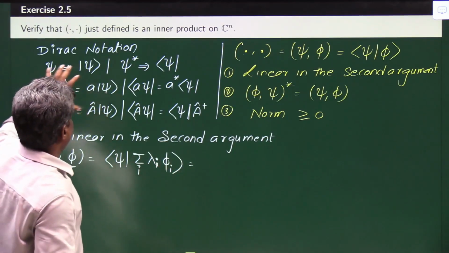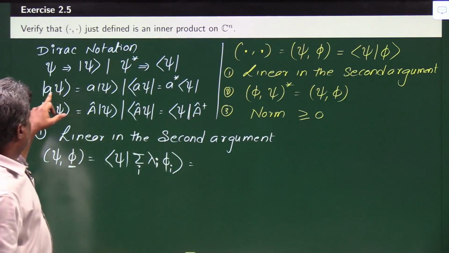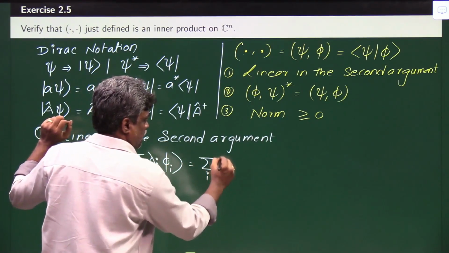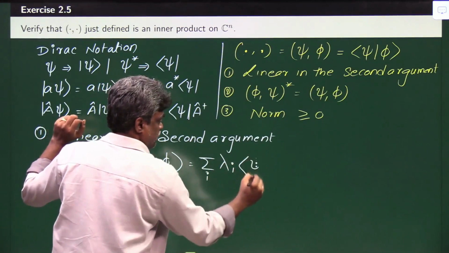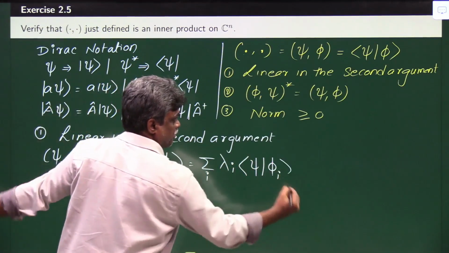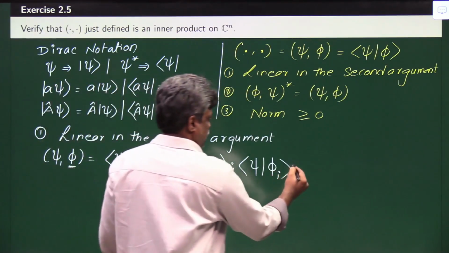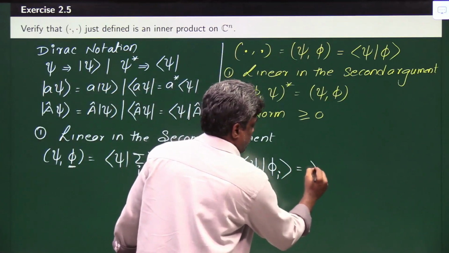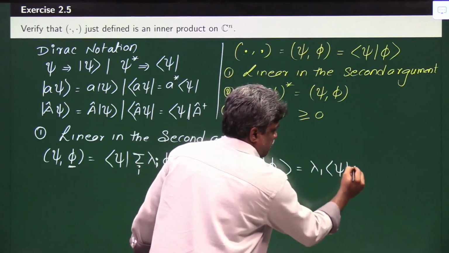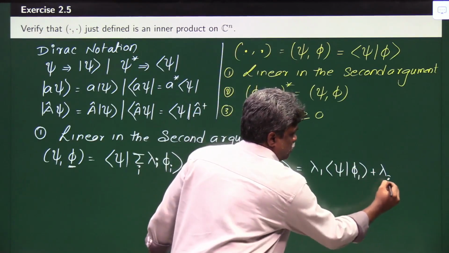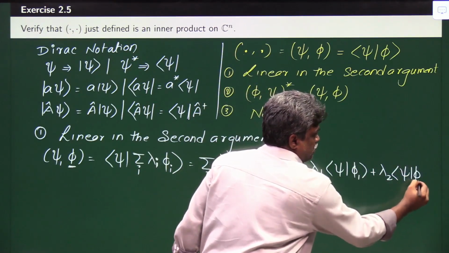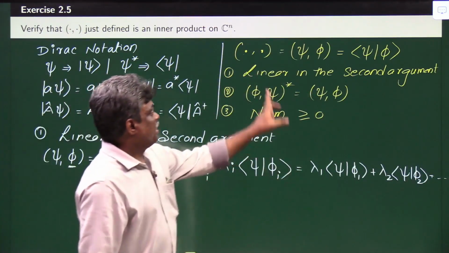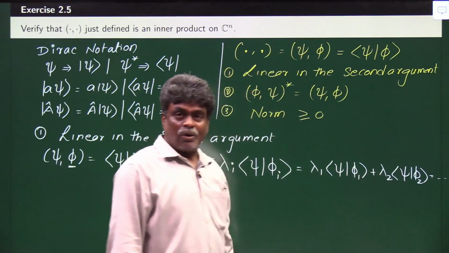And I have already given this notation. Whenever there is a constant in the ket vector, it comes out as it is. Summation over i, lambda i, this is psi phi i. Which can be written in this format: lambda 1 psi phi 1 plus lambda 2 psi phi 2 and so on. So this is the meaning: linear in the second argument.